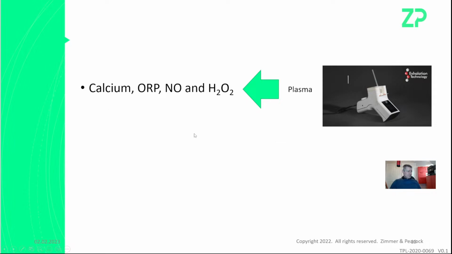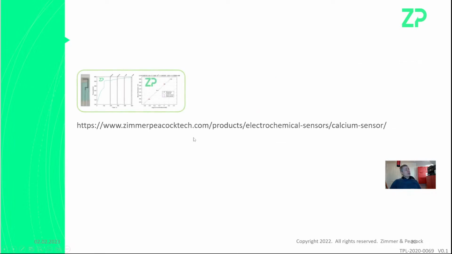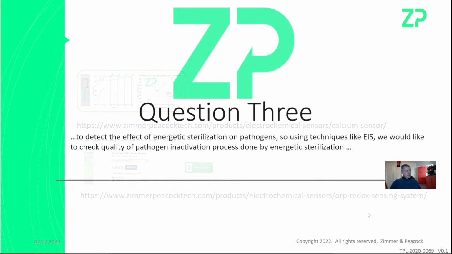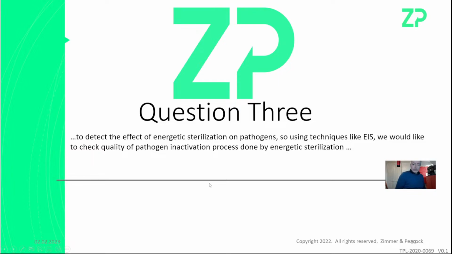I do want to touch on that we have the calcium sensors, but we're only using them in the liquid phase. We have the ORP sensors, but we use them in the liquid phase. This is a slightly different question. The question I would like to know: can we use techniques like EIS, electrochemical impedance spectroscopy, to check for pathogen inactivation, which they've done by an energetic sterilization?